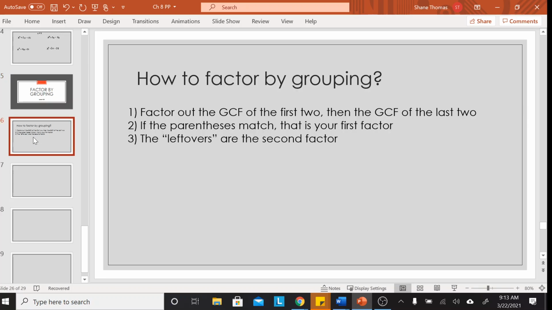First step, you want to factor out the GCF of the first two terms. So this is back to what we did like last Tuesday. You pull out the GCF of the first two terms, and then you want to find the GCF and pull it out of the last two terms. You should have two sets of parentheses, one from the first two, one from the last two. If that matches, that's your first factor. And then what I call the leftovers is going to be your second factor. We'll do a bunch of examples with this. As for notes today, that's really the only notes. All right, the rest will just be examples.